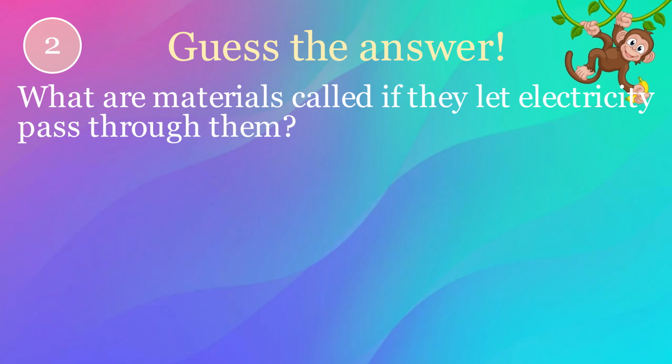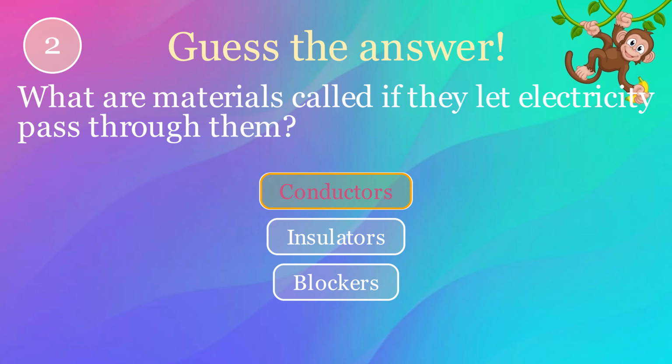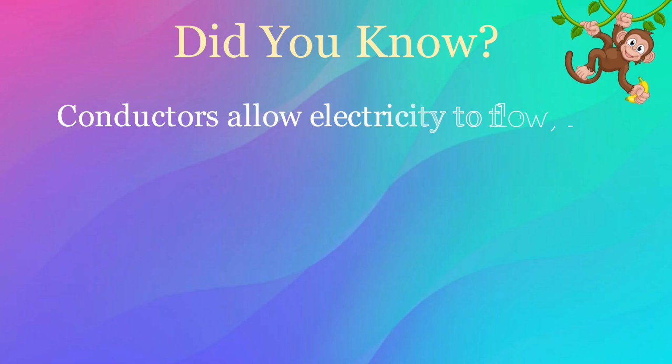What are materials called if they let electricity pass through them? Conductors. Insulators. Blockers. The correct answer is conductors. Here's an interesting fact. Conductors allow electricity to flow, like metal wires.